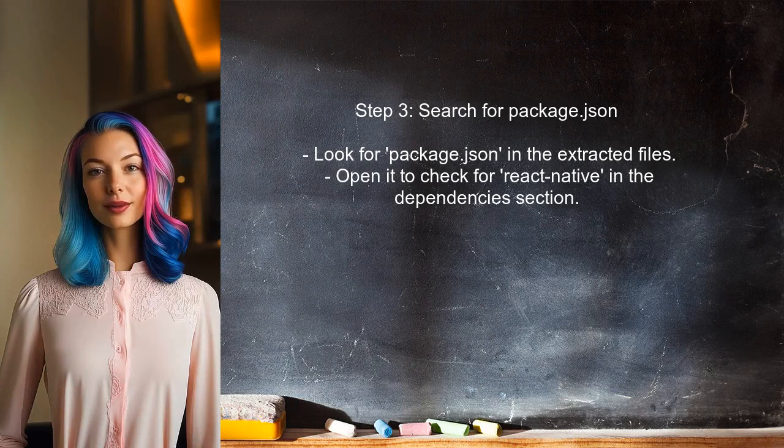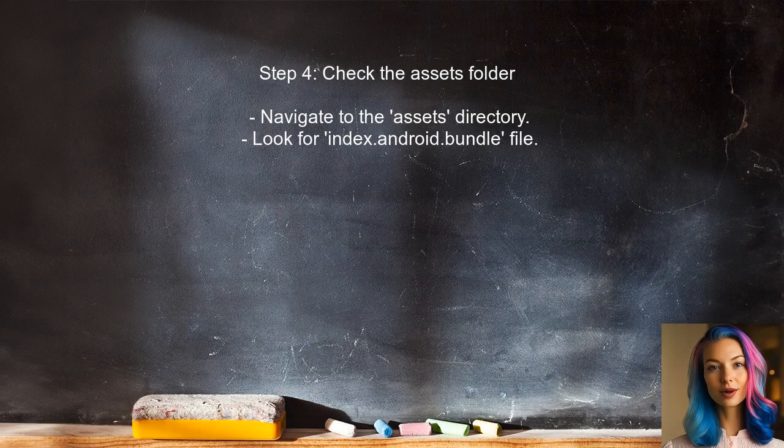Additionally, the user can search for a file named package.json within the APK contents. This file typically contains dependencies, including React Native. Finally, the user can also check the assets folder for a file named index.android.bundle. This file is often present in React Native applications.